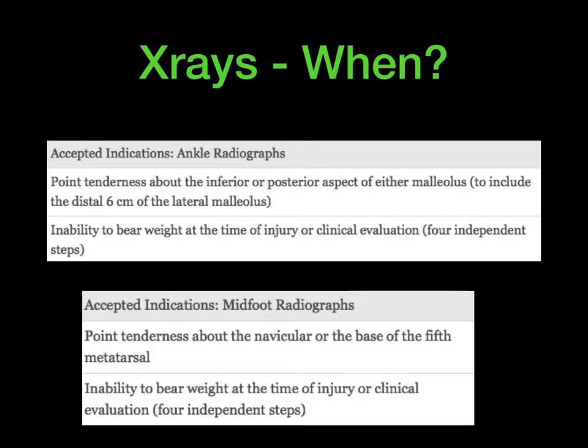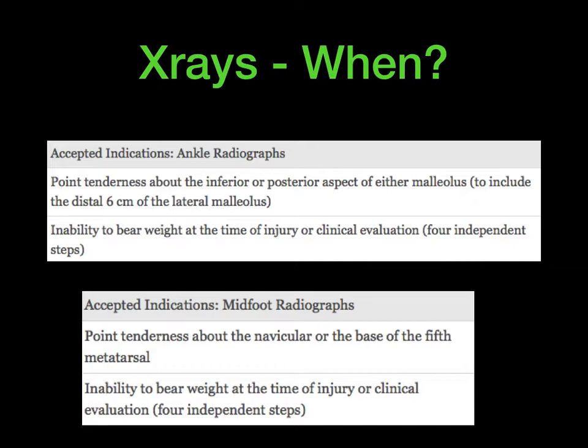When are the x-rays indicated? We follow what is called as the Ottawa rule. If there is a point tenderness about the inferior or the posterior aspect of either malleolus up to 6 centimeters, or the patient is unable to bear weight at the time of injury or clinical evaluation, then we order ankle x-rays.